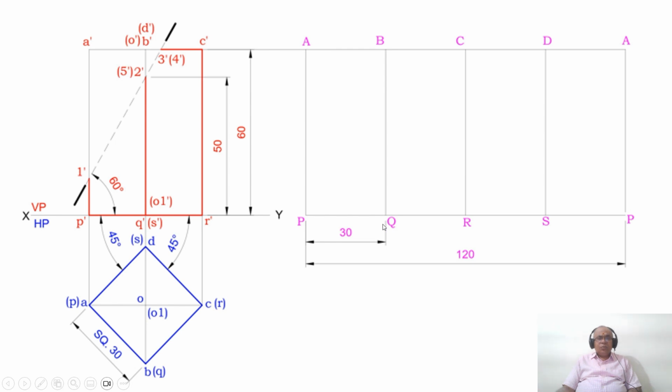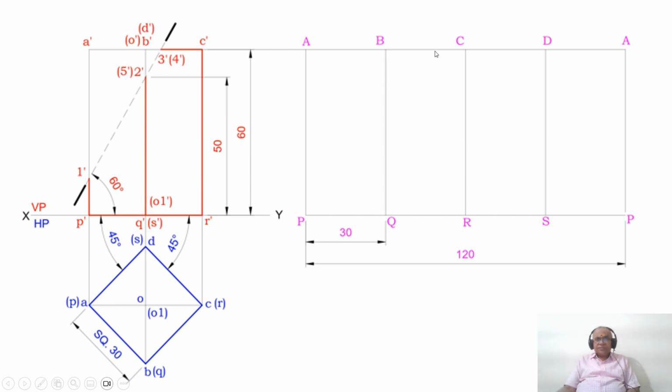After BQ, you have BC. After BC, you have CR. After CR, you have CD. After CD, you have DS. After DS, you have DA. And after that, you have AP. So this is how it is going to be considered. After BQ, the next thing is BC. Is the section plane passing through BC? Yes. You mark that point as 3 dash.